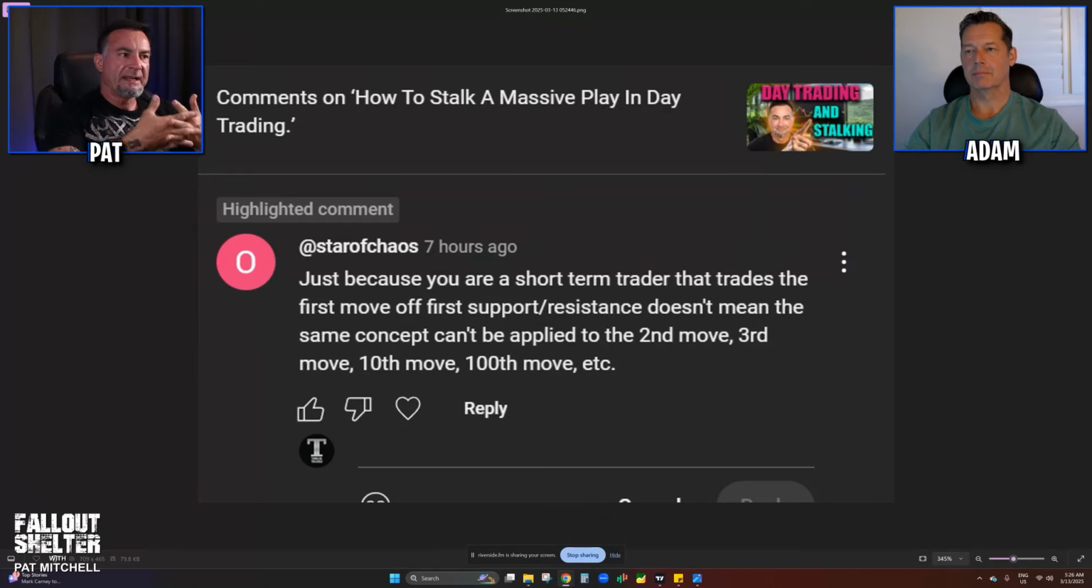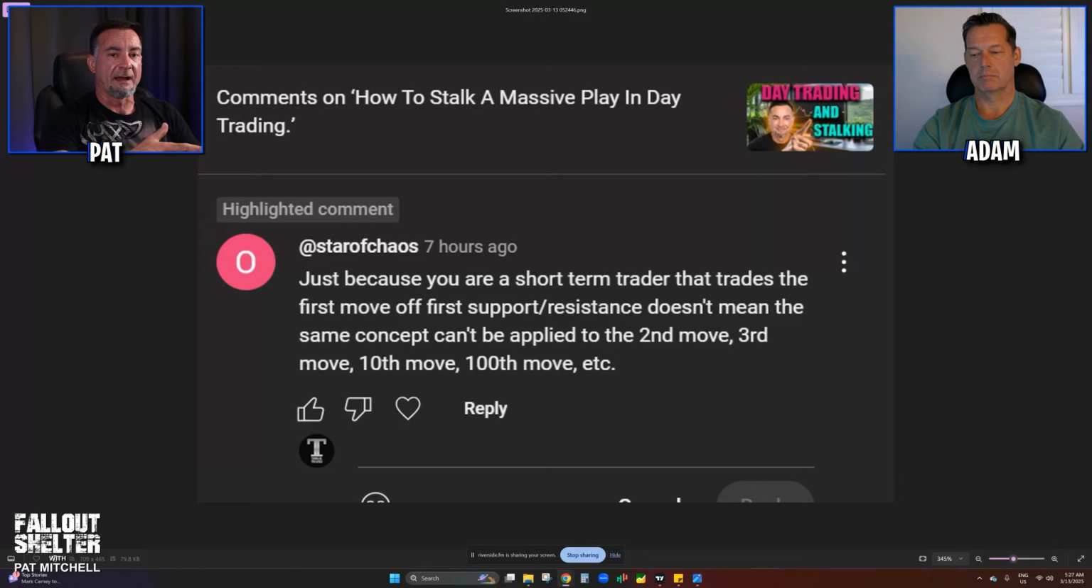So to read this: just because you're a short-term trader that trades the first move off of support resistance doesn't mean the same concept can't be applied to the second move, third move, 10th move, 100th move, etc. Every time you enter into a trade, you are exposing yourself to a level of risk. Would you agree? I would hope everyone that is listening would agree. Every time you put money into the market, you're exposing yourself to a level of risk, because there are a certain amount of variables at that time of day that you can't necessarily control.